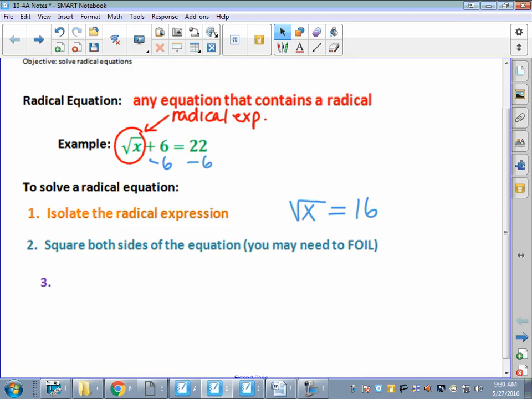You may need to FOIL. We'll talk more about that. We'll do an example of one today. But we're going to square both sides, because we know that to get rid of a square root, we square. They undo each other.